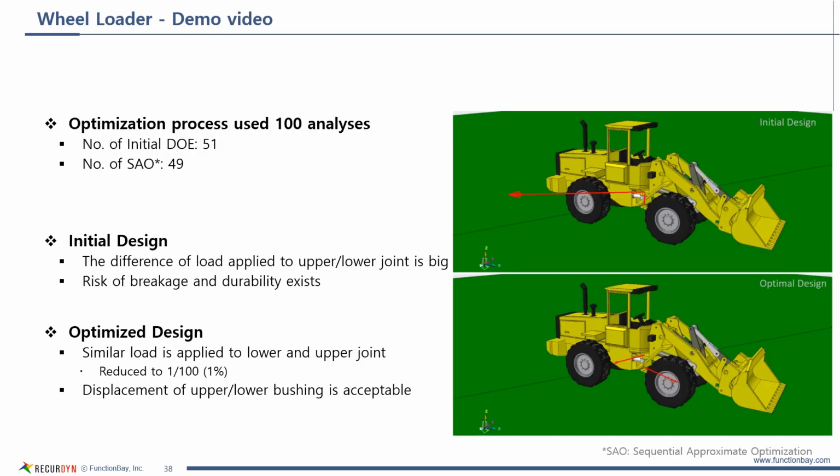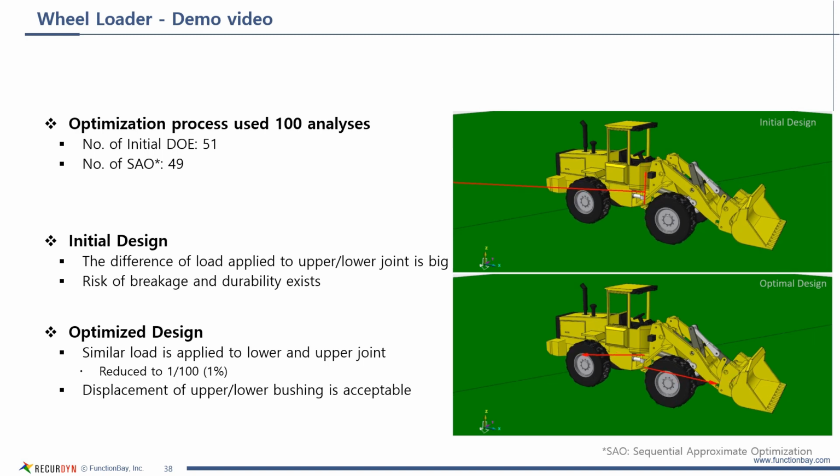The optimization of this model ran 100 analyses. The number of DOE to create the initial meta model was 51, and 49 simulations were performed for optimization. If the meta model was not used, hundreds of simulations for optimization would have been required.